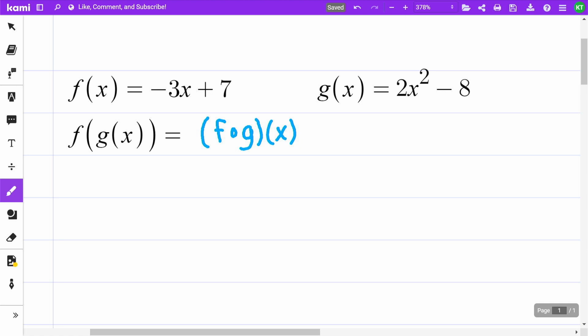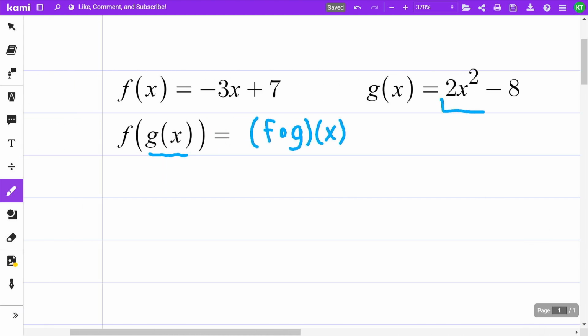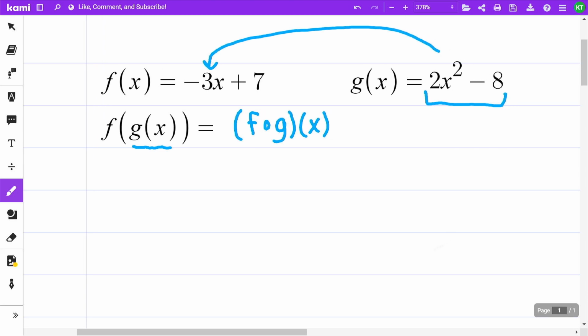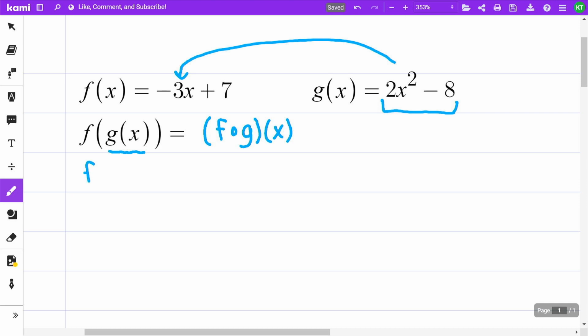But what we're going to be doing here is taking what's on the inside, which is g of x here, and we are going to be plugging that into x of our f of x. So let me go ahead and rewrite this now. So f of g of x is going to be equal to negative 3, and now our x was, we're going to write g of x. So that would be 2x squared minus 8. And then don't forget about our plus 7 here.